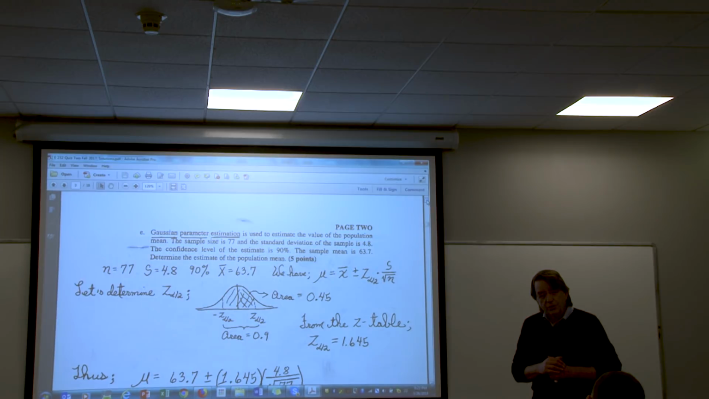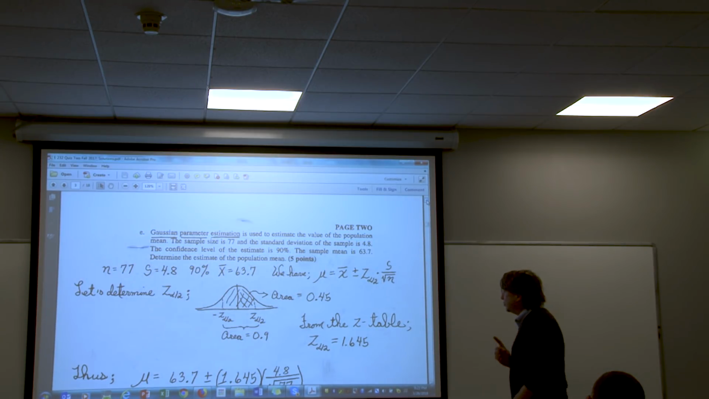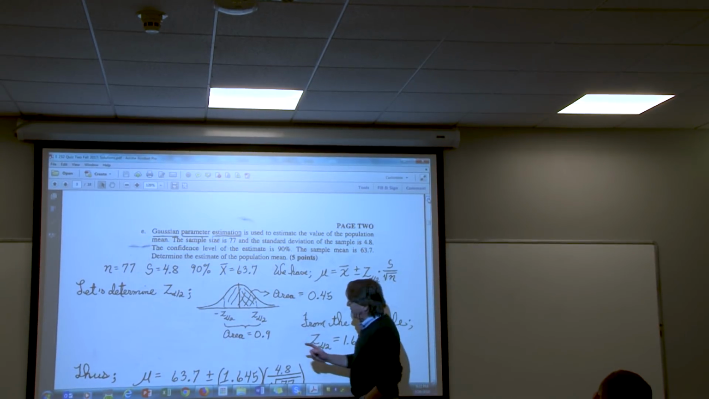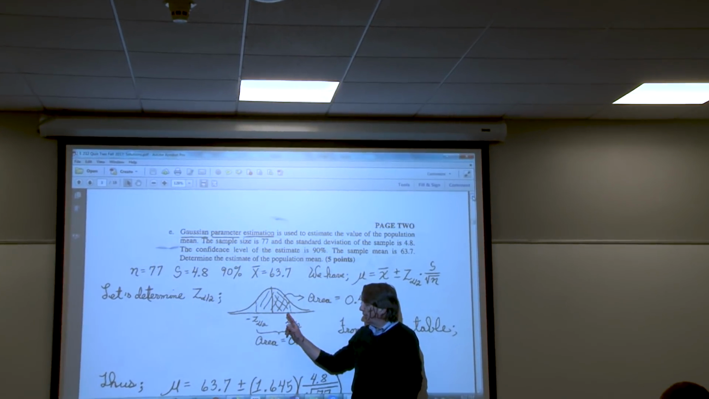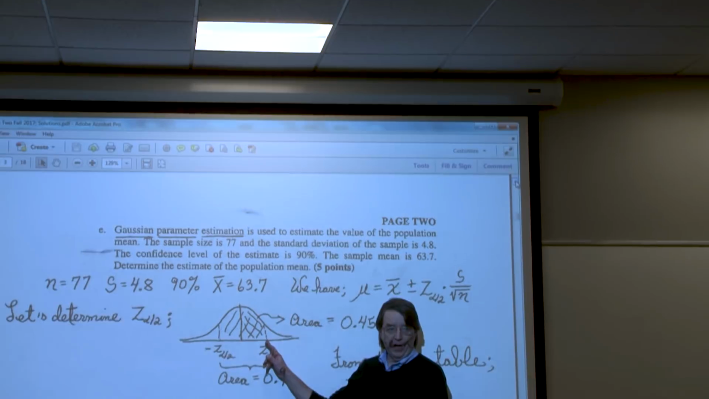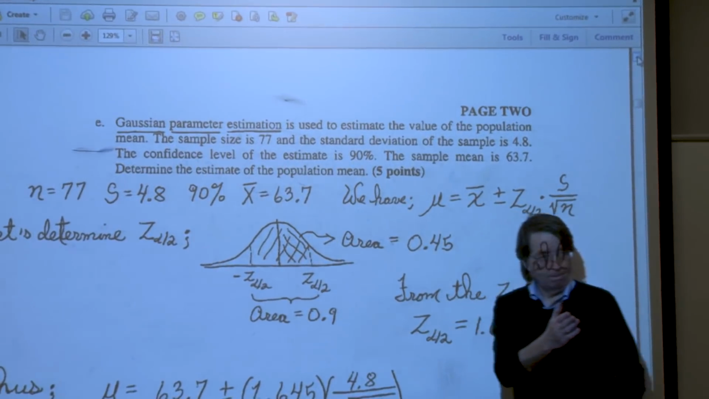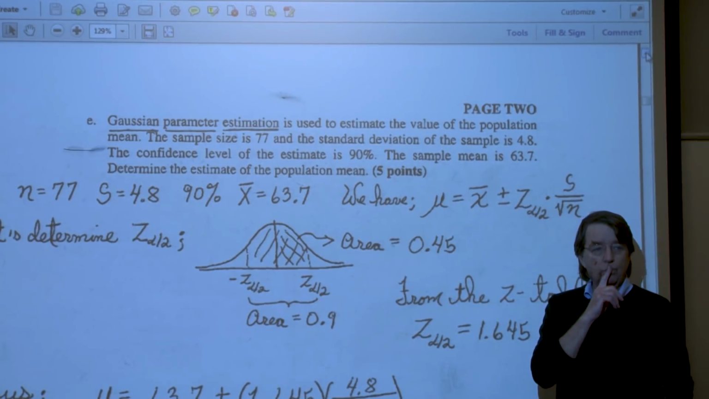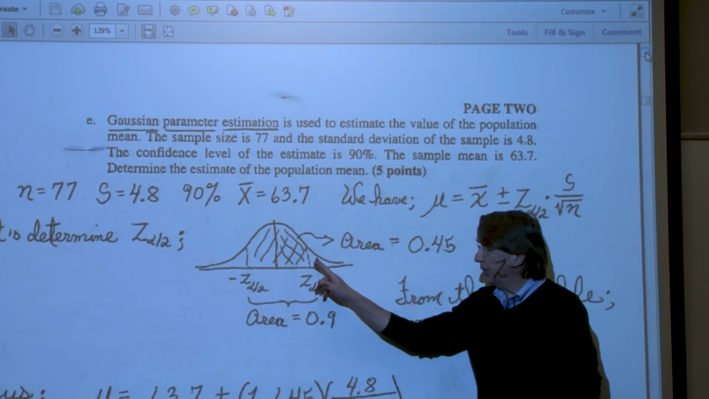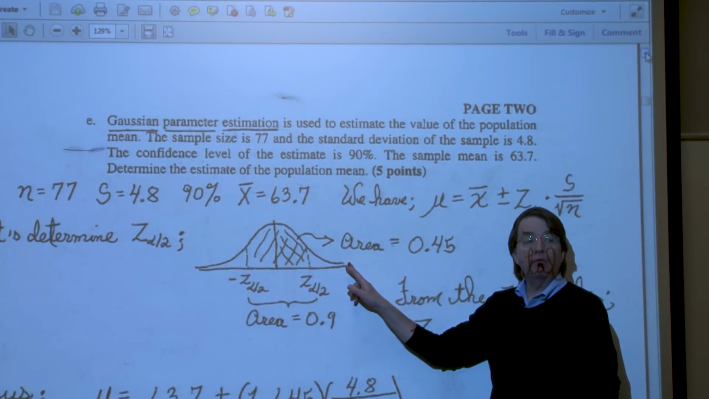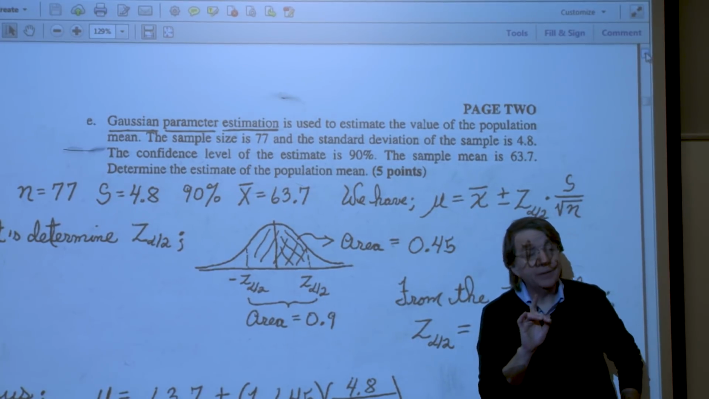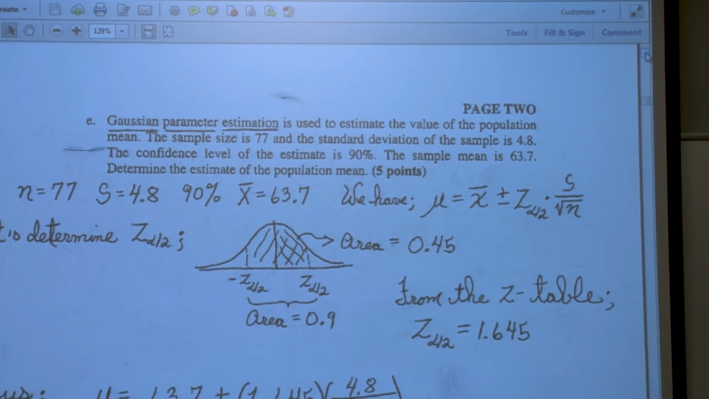Yes, but our table doesn't have that. No, I like very much what you're saying. You're saying the area from here to here is 0.45, and the area under the tail is 0.05. Exactly. The area under this tail is 0.05. You are absolutely right.